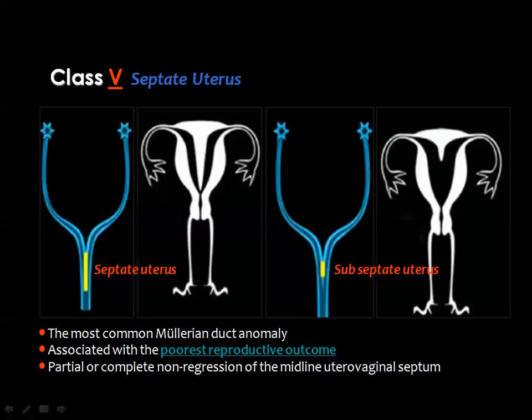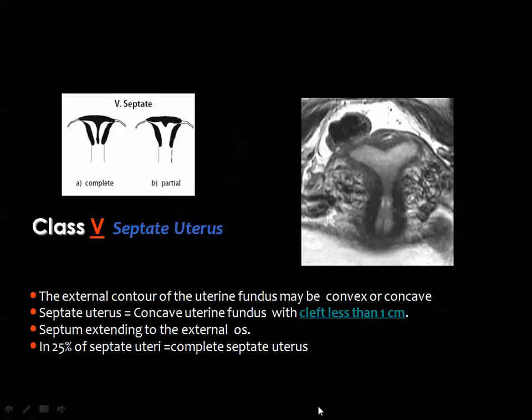And septate uterus means that the uterine cavity or the configuration of the uterus is almost within normal, but there is a septum within the cavity, and this septum may be complete, as you can see here, or incomplete like this one, which is called the subseptate uterus. This type of uterine anomaly, according to the literature, has the poorest reproductive outcome.